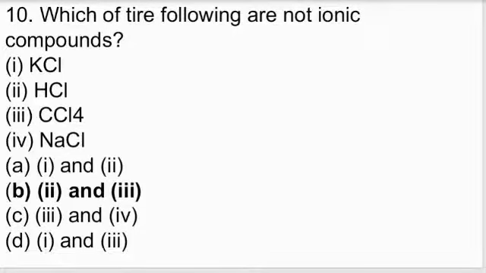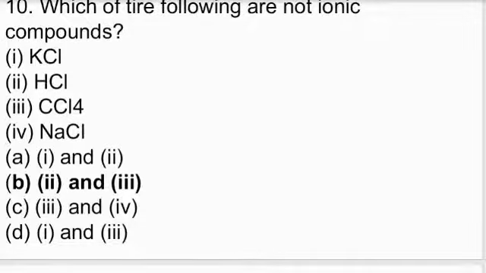Question number 10. Which of the following are not ionic compounds? Here students, there is a spelling mistake. Please correct it. It is "which of the following". The compounds are KCl, HCl, CCl4 and NaCl. Options are A, 1 and 2, B, 2 and 3, C, 3 and 4, D, 1 and 3. The correct option is 2 and 3.